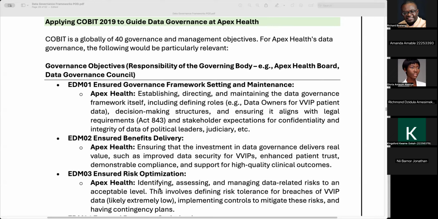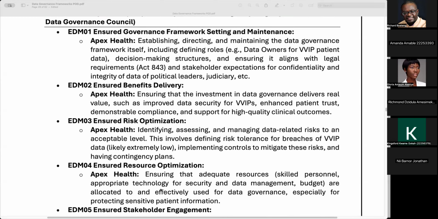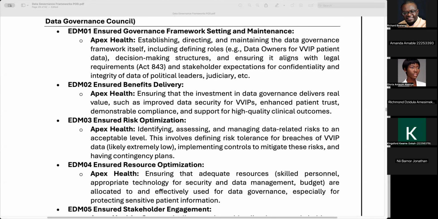And how would COBIT's specific governance and management objectives guide this process at Apex Health? It has distinct sets, right? Yes, COBIT distinguishes between governance objectives, typically the responsibility of the governing body, like the board, and management objectives, responsibility of executive management. Under governance objectives, EDM01, Ensured Governance Framework Setting and Maintenance, is directly relevant. This involves the board ensuring the DG framework itself is established, maintained, effective, and that roles, like specific VVIP data owners and decision-making structures, are clearly defined, all aligned with Act 843 and stakeholder expectations, which for Apex include national interest.